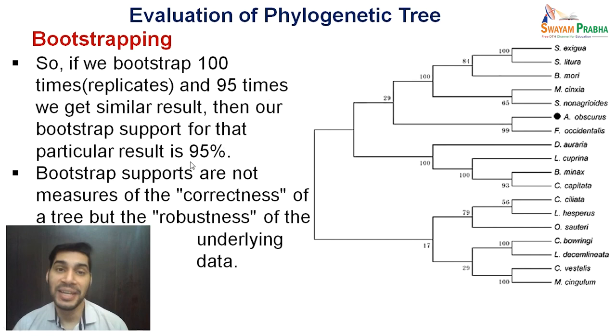Please remember, the bootstrap is not a measure of the correctness of the tree. It is simply a measure of the robustness of the underlying data. In a tree, if you see these kinds of values, they represent the bootstrap values. If you have a bootstrap of 100, that means the bootstrap supports this particular result 100%. Depending on the values, you can predict the robustness of your data.